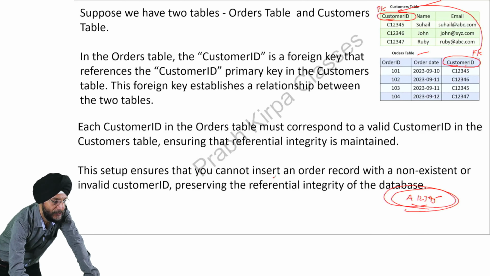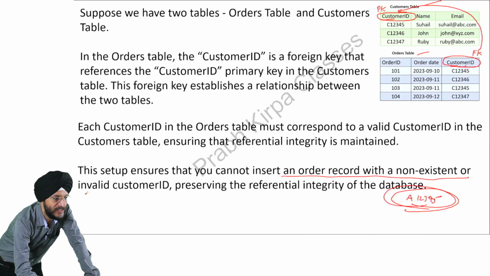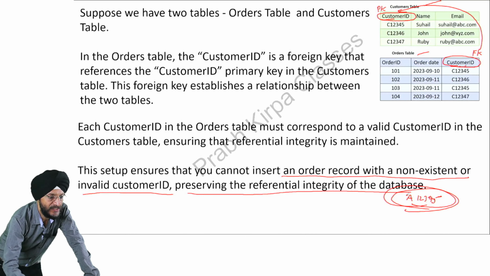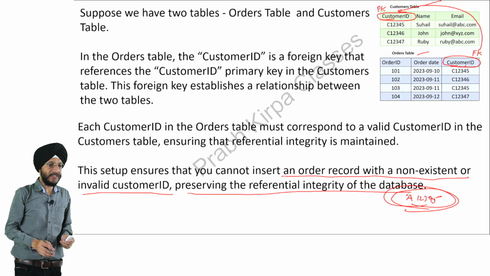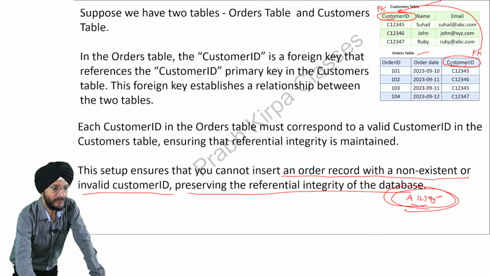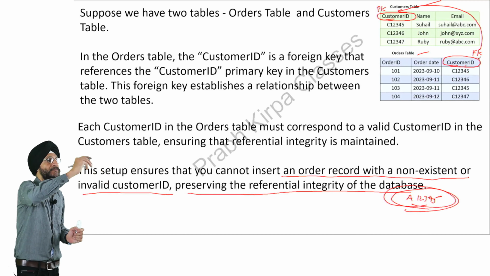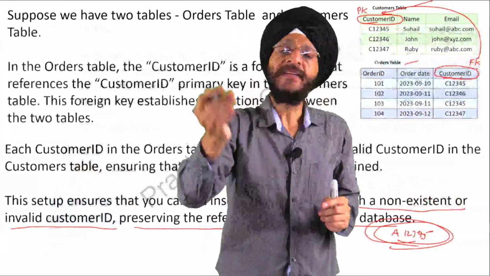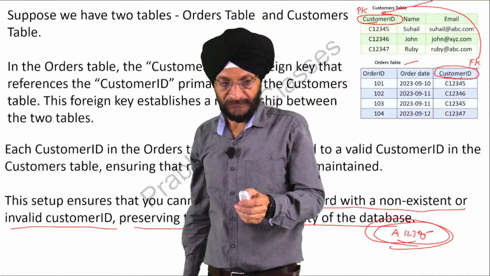This step ensures that you cannot insert an order record with a non-existent or invalid customer ID, preserving the referential integrity of the database. That is, whatever mention has been made in this orders table about the customer ID, it must refer to some valid customer ID in the customers table.